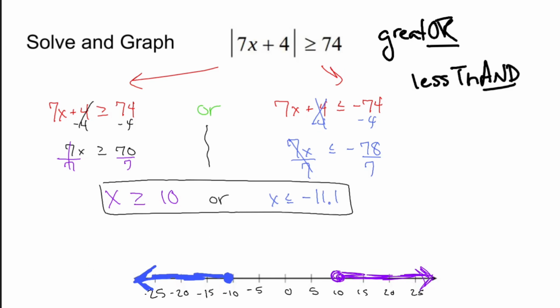That's how you solve and graph an absolute value inequality. I hope this helps.